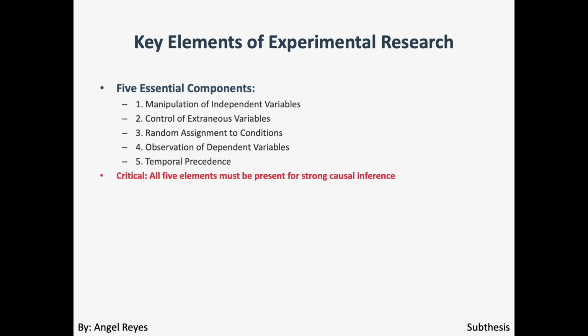Experiments require these essential components, and all must be present for strong causal inference. First, manipulation of independent variables. The researcher actively changes the presumed cause. You don't just observe who happens to eat breakfast. You actually assign people to eat breakfast or not.